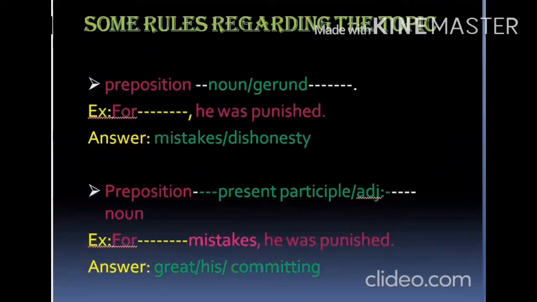My next example, a gap between preposition and noun. In that case, the suitable word is a present participle or adjective. I have written here: for blank mistakes, he was punished. For great mistakes, for his mistakes, for committing mistakes, he was punished.